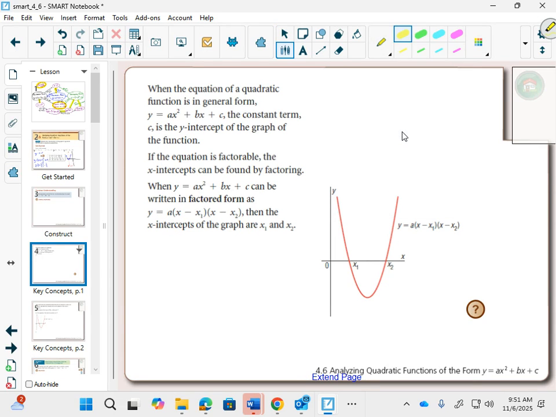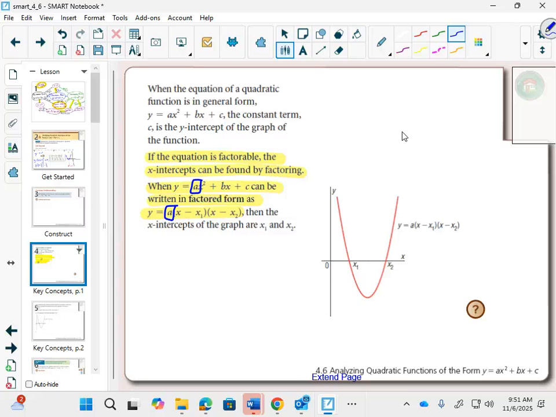We are going to take out our highlighter and highlight this. If you have an equation that's factorable, you can write it in factored form. Do you notice that general form, standard form, factored form, they all have the a value in them? That's the one thing in all three forms that stays the same.